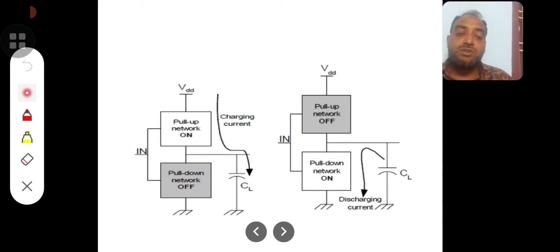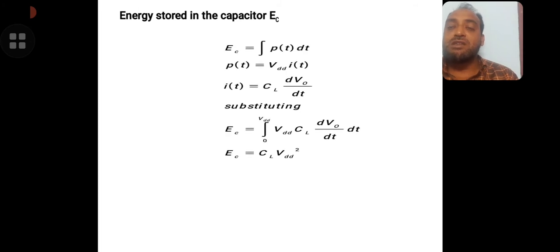That is, the output is made high and low, which is called switching. During this switching, if any power dissipation is taking place, it is called switching power dissipation. Now the energy stored in the capacitor is E is equal to integral P of t dt, where P of t is equal to V into I, VDD into I of t, the instantaneous current, where I of t is equal to C dV by dt, which is very familiar. I of t is equal to CL dV0 by dt. CL is the load capacitance, V0 is the output voltage.